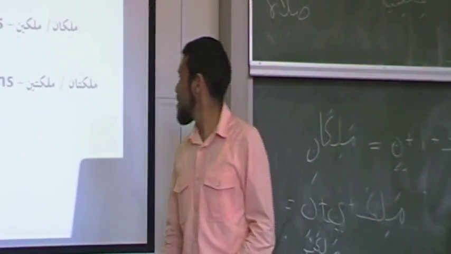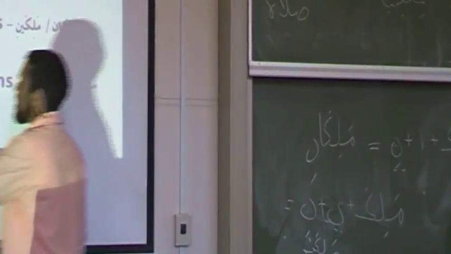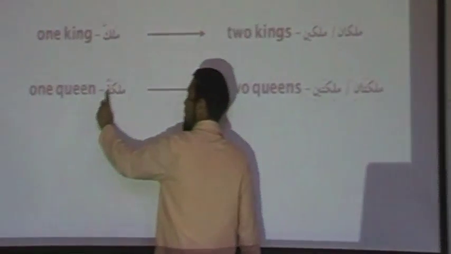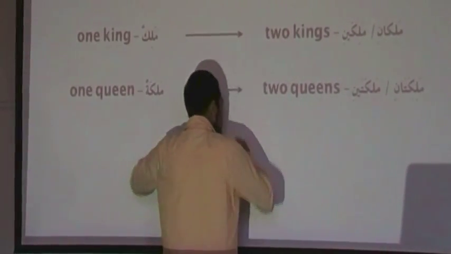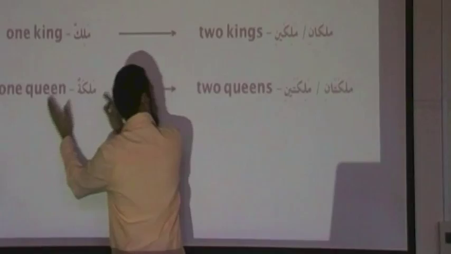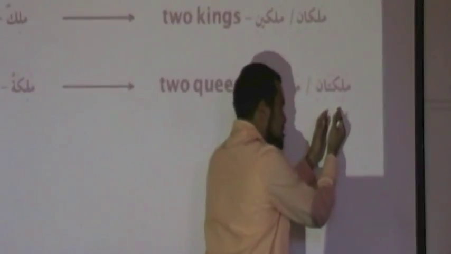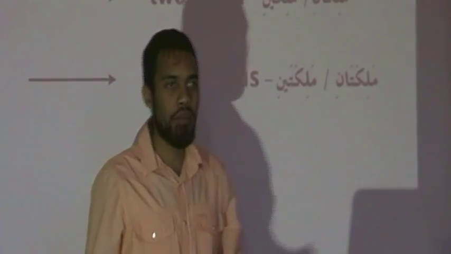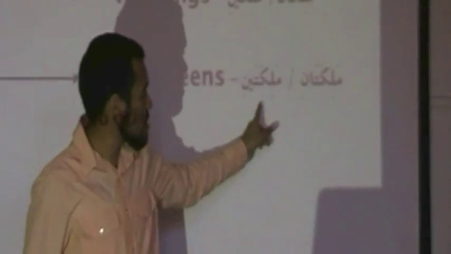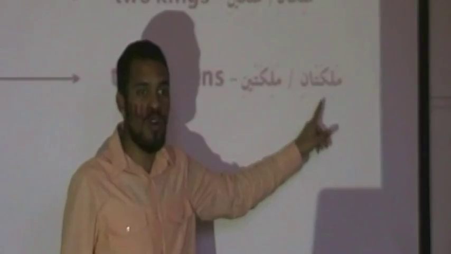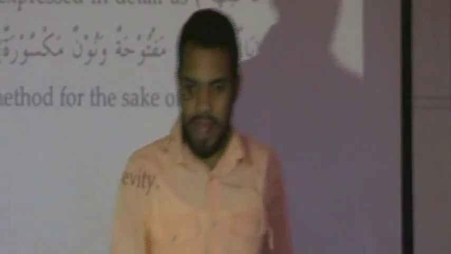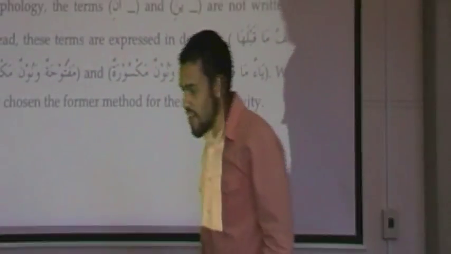Malikatun. Now here we preserve again malika, but we change the ta marbuta into ta mabsuta. We spread out the ta. So malikatun becomes malikataini or malikatani. Everybody? Malikatun becomes malikataini or malikatani.